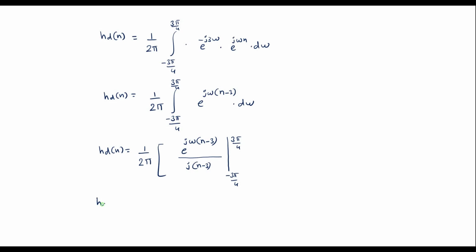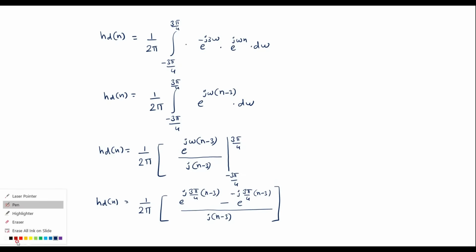Or I can write it as h_d(n) = 1/2π, where the upper limit replaces omega by 3π/4, giving e^{j3π/4(n-3)} minus e^{-j3π/4(n-3)}, this is minus because it is -3π/4, whole divided by j(n-3).